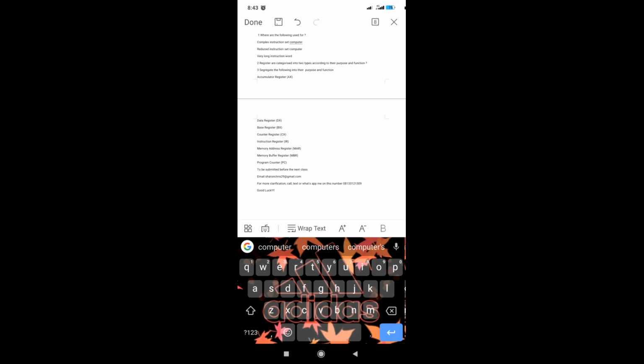I go over it again. Segregate the following into their purpose and function: accumulator register, AX, data register, DX, base register, BX, counter register, CX, instruction register, IR, memory address register, MAR, memory buffer register, MBR, program counter, PC.